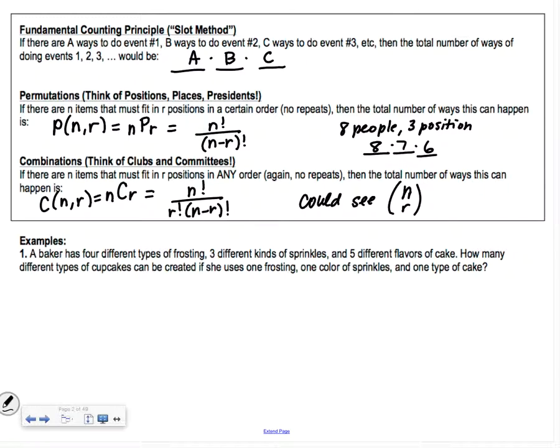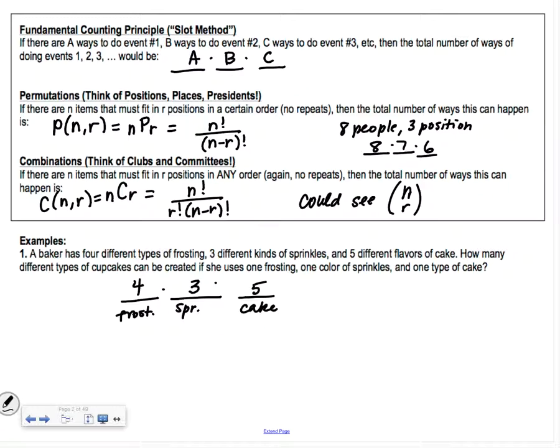All right, so number 1: a baker has 4 different types of frosting, 3 different kinds of sprinkles, and 5 different flavors of cake. How many different cupcakes can be created if she uses 1 frosting, 1 color of sprinkles, and 1 type of cake? Order doesn't matter. This is really just kind of a slot one, right? I'm going to pick the frosting, the sprinkles, and the cake. There were 4 choices for frosting, 3 for sprinkles, and 5 for cake.